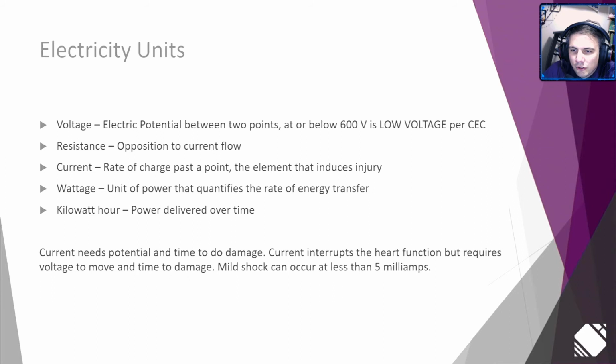Current needs potential and time to do damage. Current interrupts the heart function but requires voltage to move and time to damage. Mild shock can occur at less than 5 milliamps. The GFCIs operate at very low levels, and that's why they're protective for people. Your standard breaker is an overload protection. It's designed to protect equipment, protect cables. It's not designed to protect people.